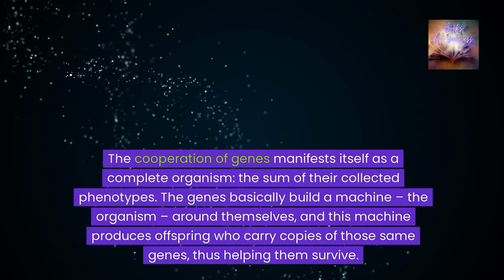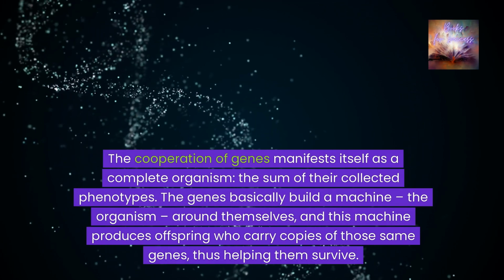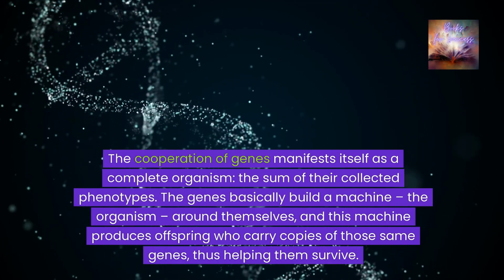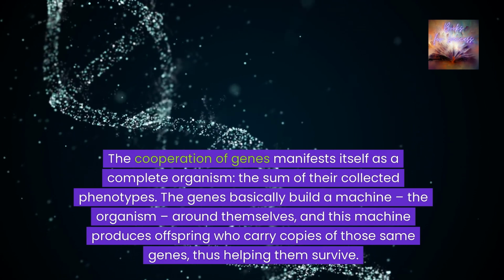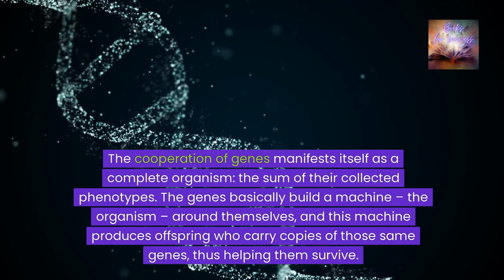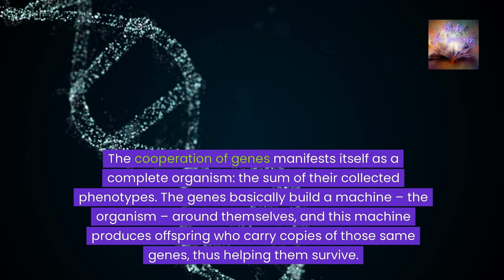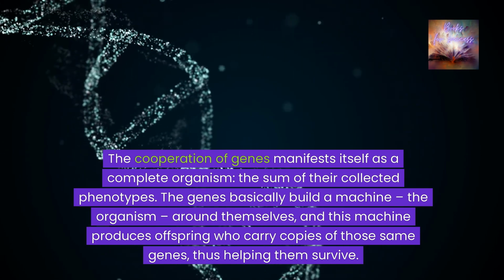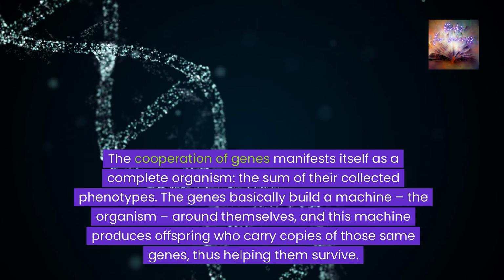The cooperation of genes manifests itself as a complete organism, the sum of their collected phenotypes. The genes basically build a machine, the organism, around themselves, and this machine produces offspring who carry copies of those same genes, thus helping them survive.